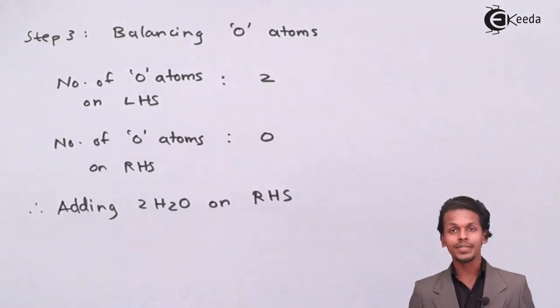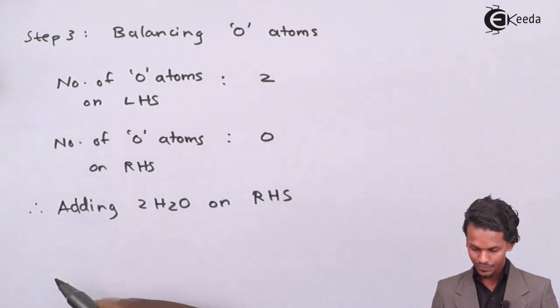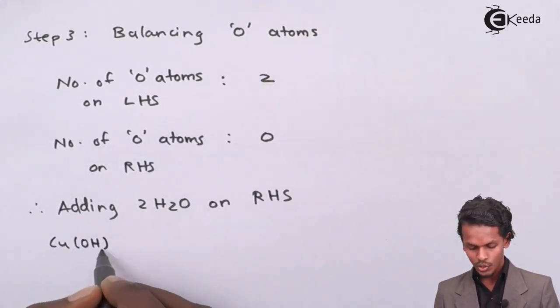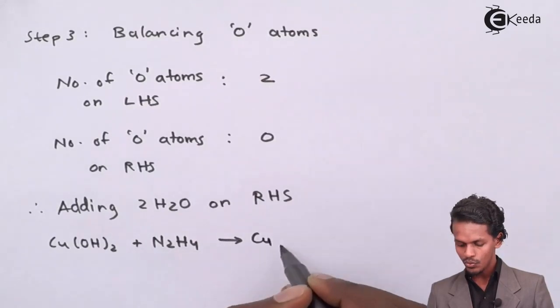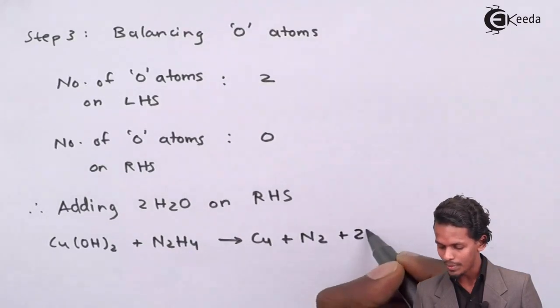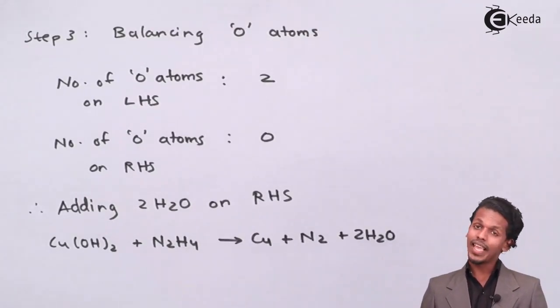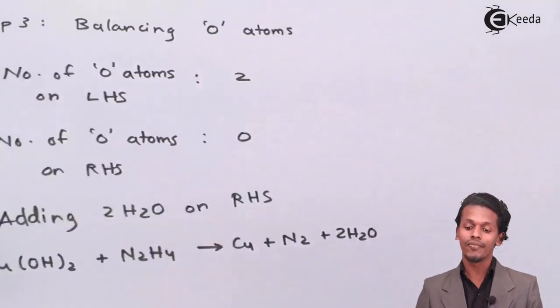So the equation we'll get is the same as what we found in step number 2, but there will be addition of H2O on the right hand side. So the equation will be CuOH twice plus N2H4, that should give us Cu plus N2, and as I have mentioned I have to add 2 times of H2O, so I have added 2 times of H2O on right hand side. But this is not over yet, we have to balance the number of hydrogen also. So therefore we are going towards the next step, that is step number 4.